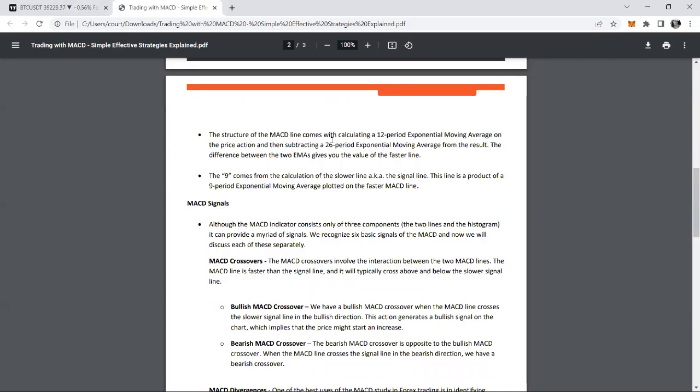The structure of the MACD line comes with calculating a 12-period exponential moving average on the price action and then subtracting a 26-period exponential moving average from the result. The difference between the 2 EMAs gives you the value of the faster line. I'll do a video on the exponential moving average, and with that I will explain what those are. So the 9 comes from the calculation of the slower line, the signal line. This line is a product of a 9-period exponential moving average plotted on the faster MACD line.